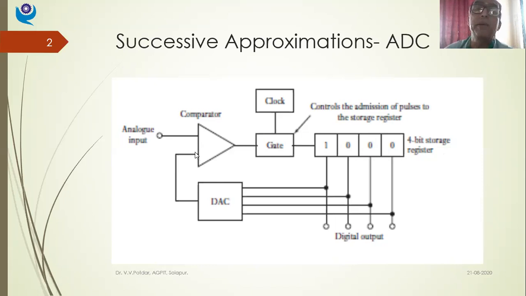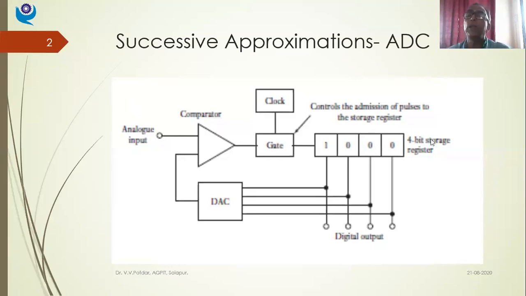Please be attentive. Now, listen to me very carefully. This is the analog signal that I am getting from my sensor transducer. I want to convert this analog signal into digital form. This is my requirement. The analog signal received from the sensor transducer is to be converted into digital output.